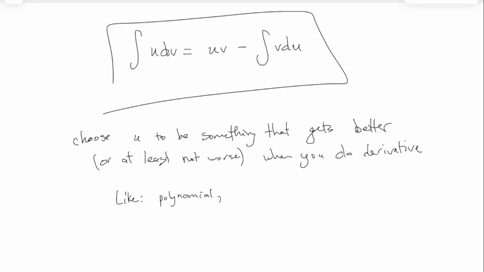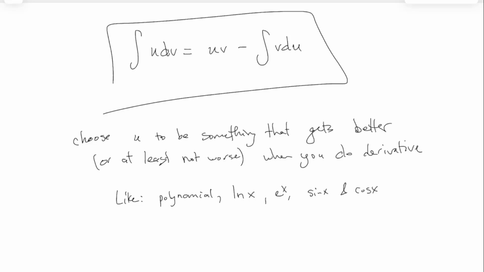Or something like, actually, I left this out of the list last time. I wrote a similar list last time. The natural log, or the other logs, they work well for this because the log is a weird thing by itself, but when you take the derivative, it turns into x to the minus 1, which is generally easier to handle. Or something like e to the x, or something like sine x and cosine x, right? Those ones don't really get simpler when you take the derivative, but at least they don't get worse. They kind of stay like they are, all right?